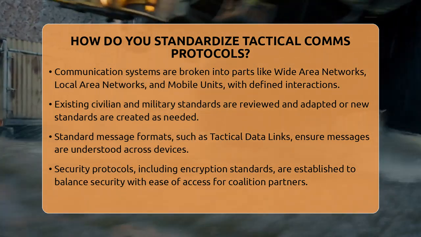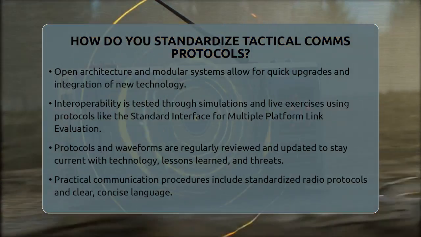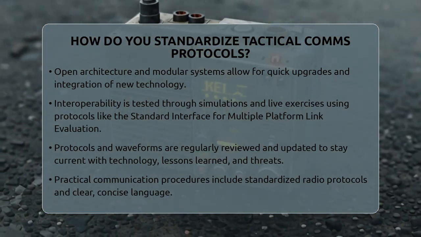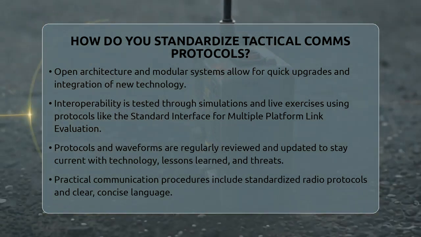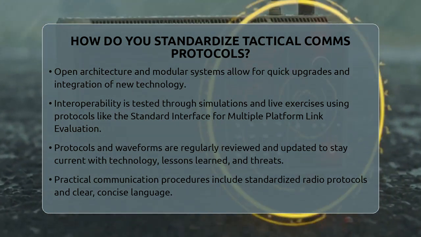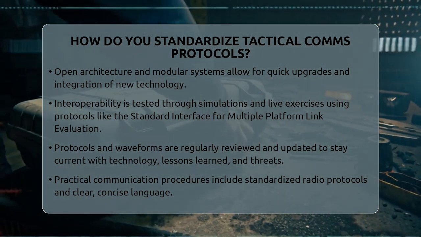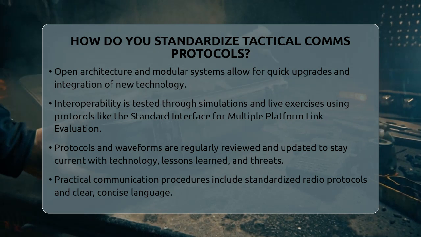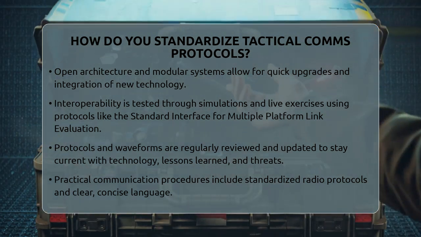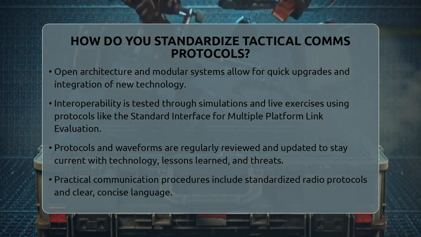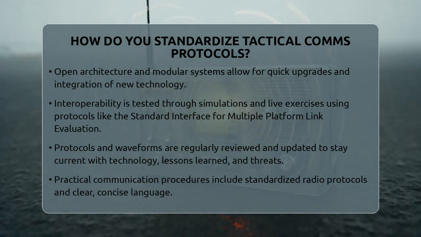Security is a big concern. You establish encryption standards that balance security with ease of access for coalition partners. For example, secure but unclassified networks use commercial encryption so allies can join without needing high-grade military encryption. Designing with open architecture and modular systems allows quick upgrades and new technology integration. This makes your communication setup adaptable to changing tactical needs.